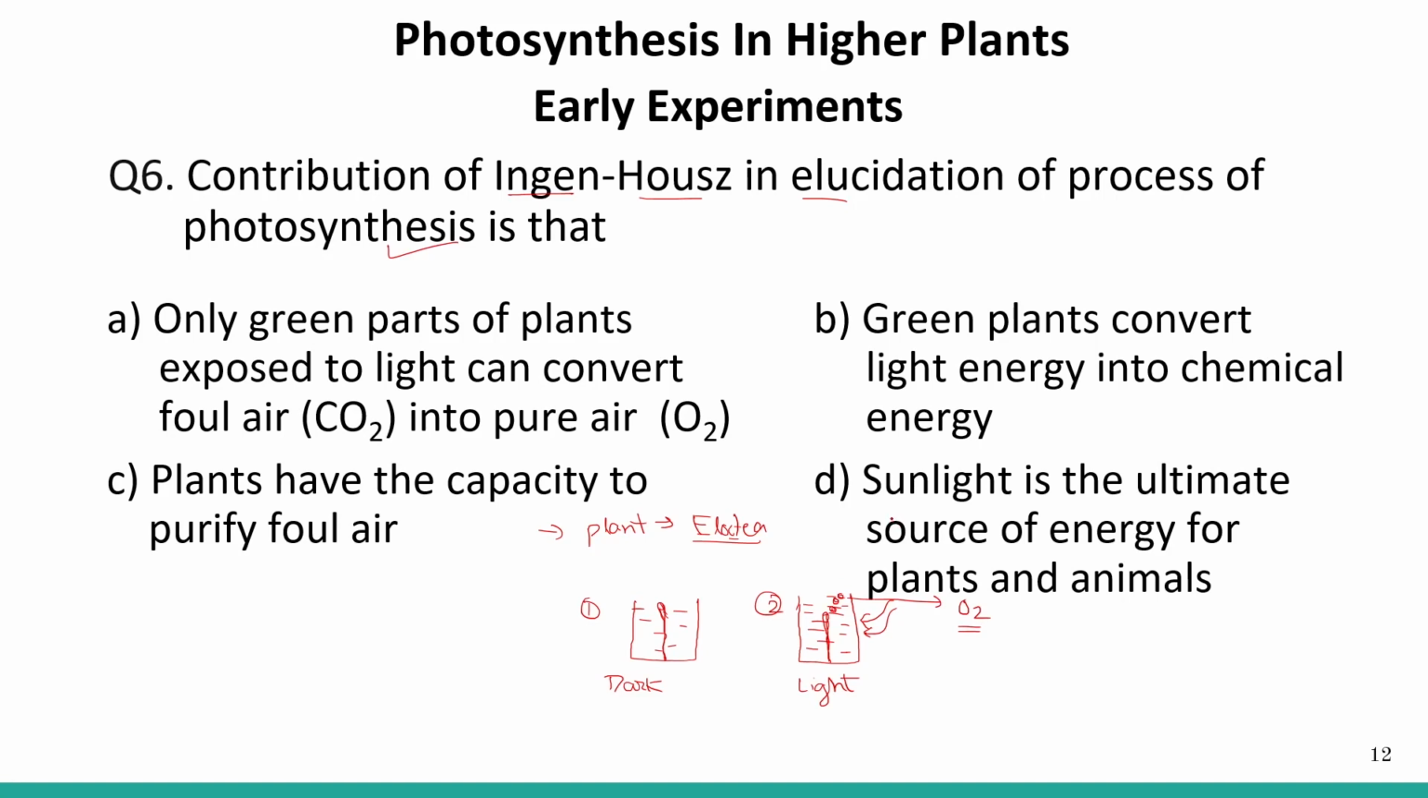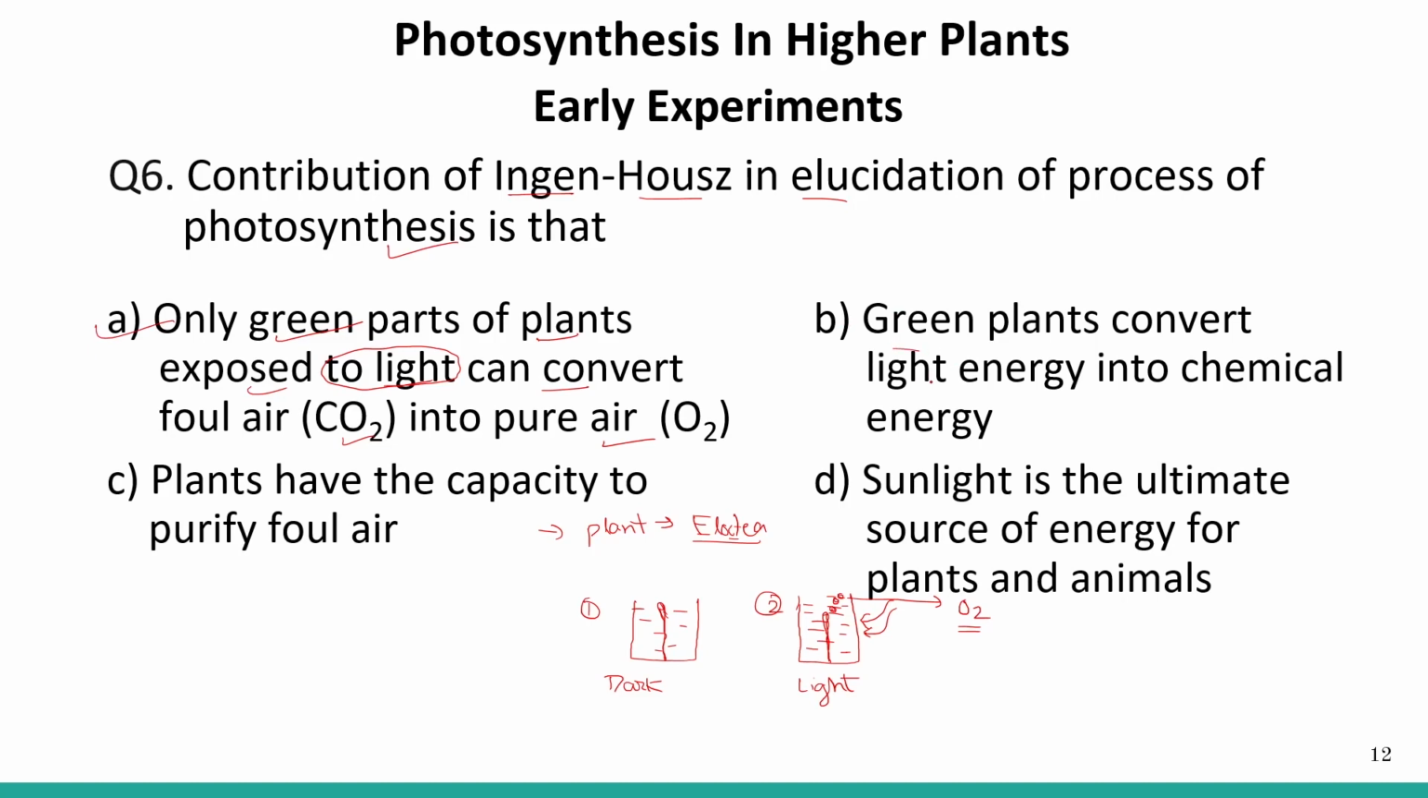So from this experiment, he concluded that only green part of the plants exposed to the sunlight or the light can convert the foul air, which consists of carbon dioxide, into pure air, which consists of oxygen. Alright, so this is the correct answer here. Other options are not correct.